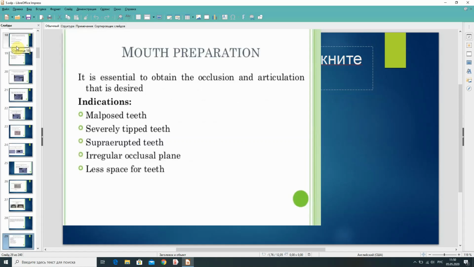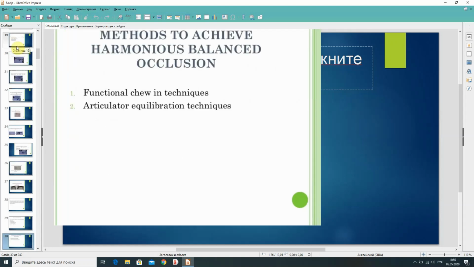Mouth preparation. It's essential to obtain the occlusion and articulation that is desired. Indications: malposed teeth, several tipped teeth, supra-erupted teeth, irregular occlusal plane, less space for teeth. Methods to achieve harmonious balanced occlusion: functional chew-in techniques, articulator equilibration techniques.